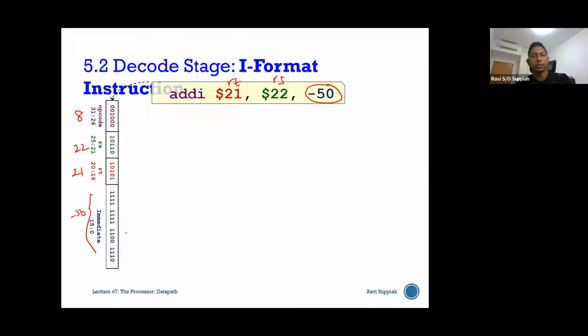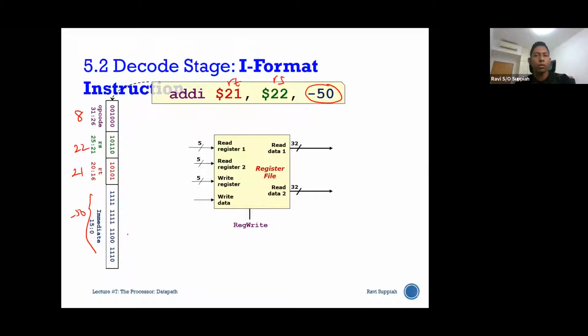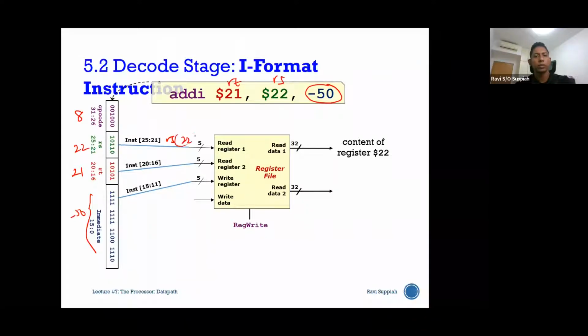This is 16 bits. Now let's see what happens when I take the current hardwired mapping and apply it to the I format. Over here, the RS data, which is 22, comes in, so the contents of register 22 come out. Which is good, which is correct, because that's what I want.